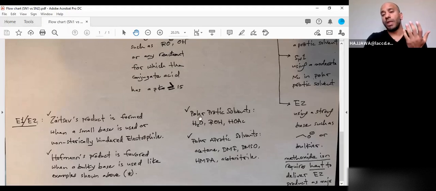You also have the examples, or the choices, of polar protic solvents versus polar aprotic solvents. Make sure that you're aware of their structures in case you see them in exams or quizzes.